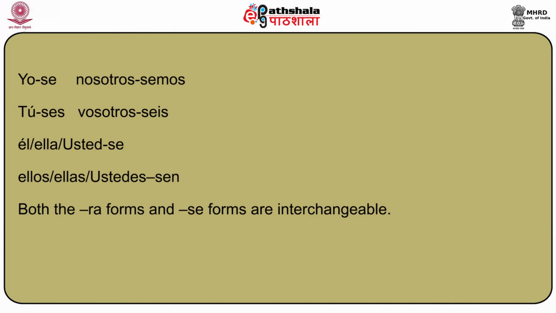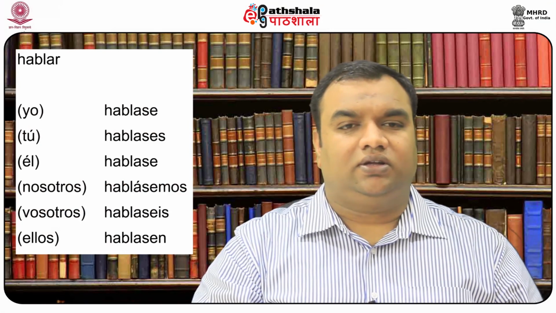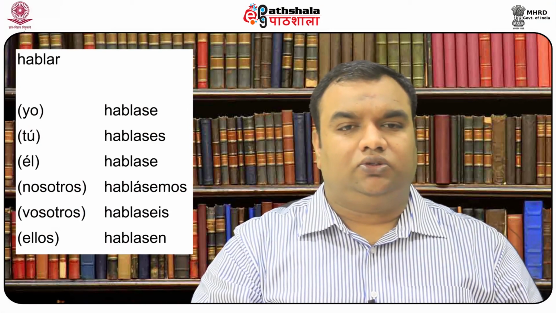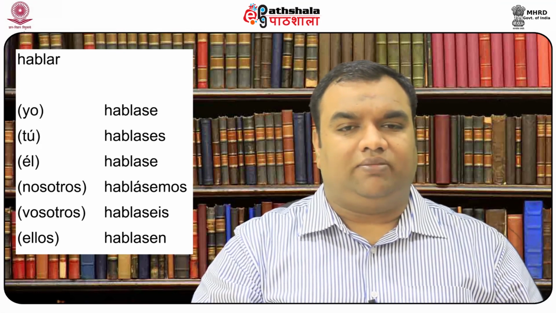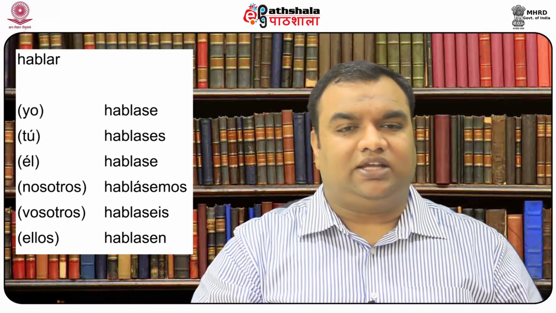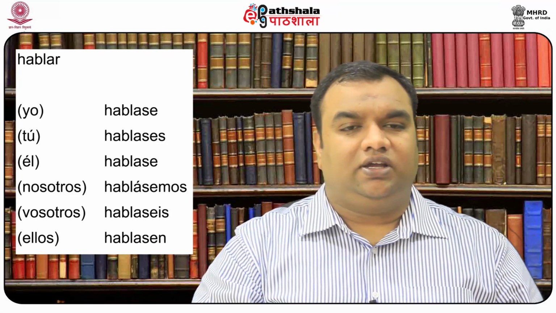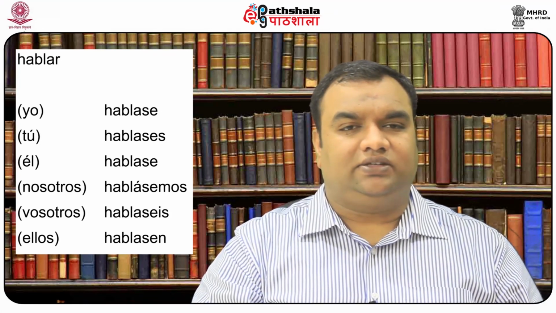So, for example, in the case of the verb hablar, the forms in the imperfect subjunctive with se endings would be yo hablase, tú hablases, él hablase, nosotros hablásemos, vosotros hablaseis, ellos, ellas, ustedes hablasen. I repeat, yo hablase, tú hablases, él, ella, usted hablase, nosotros hablásemos, vosotros hablaseis, ellos, ellas, ustedes hablasen.